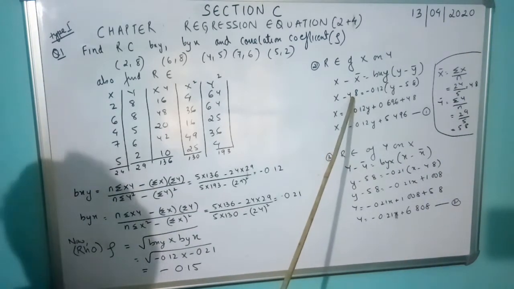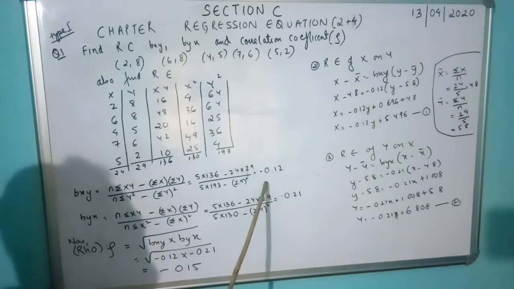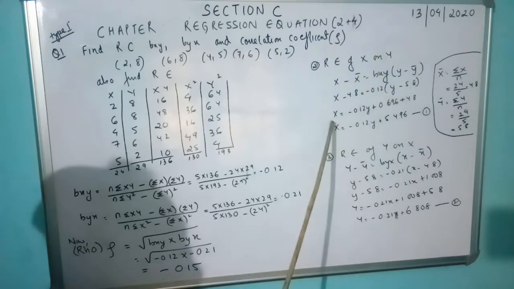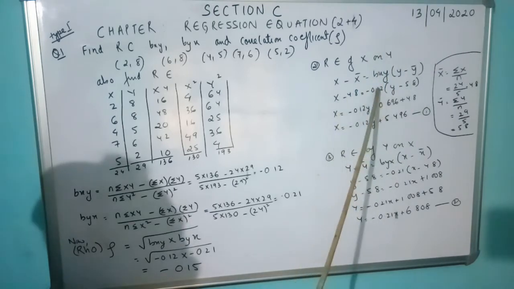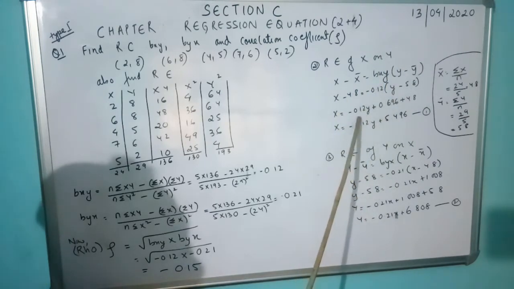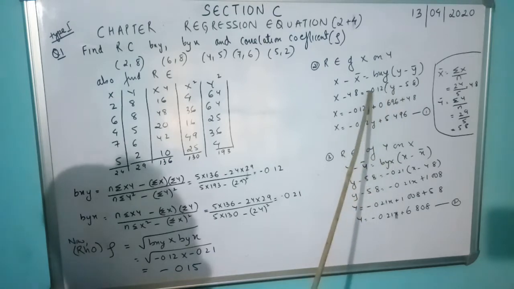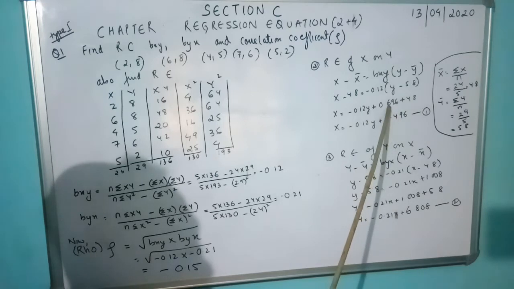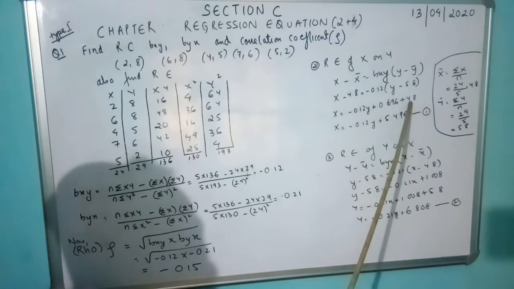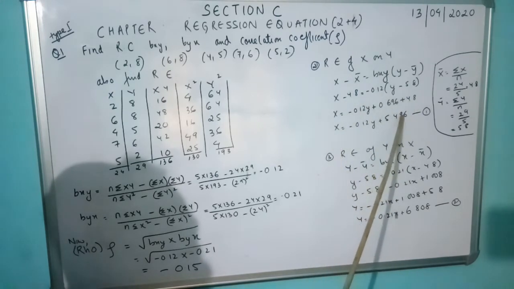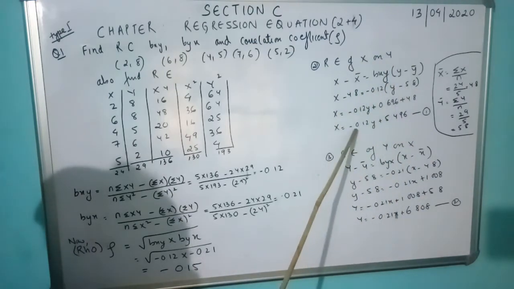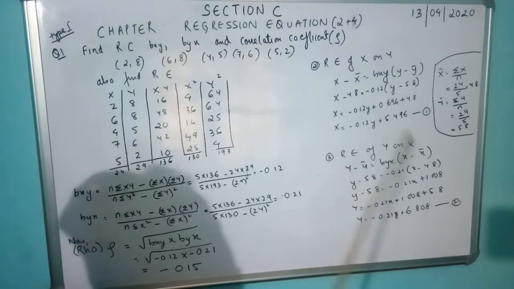X minus x bar, which is 4.8, equals bxy, I have already got this, minus 0.12, into y minus y bar, that is 5.8. So when you simplify, x equals, you multiply this into this, becomes minus 0.12y, plus this, minus into minus is plus, 0.12 into 5.8 is 0.696, negative goes that side, becomes positive. So you add these two, you get 5.496. So your first answer, the regression equation of x on y, is x equal to minus 0.12y plus 5.496. That is equation number 1 for you.